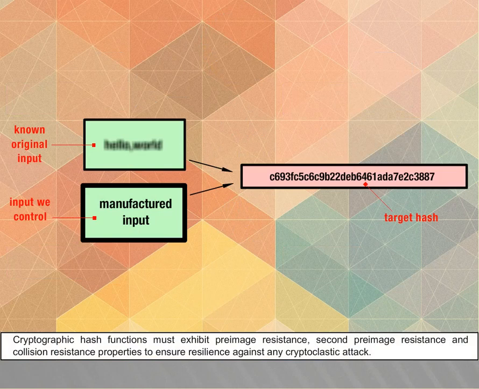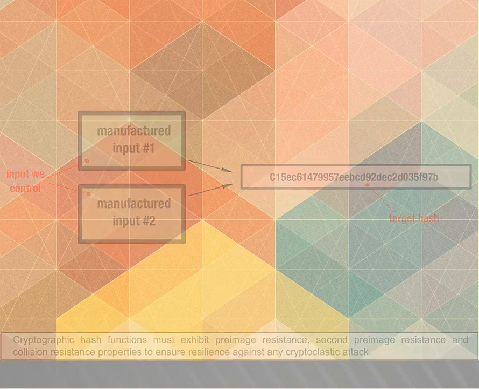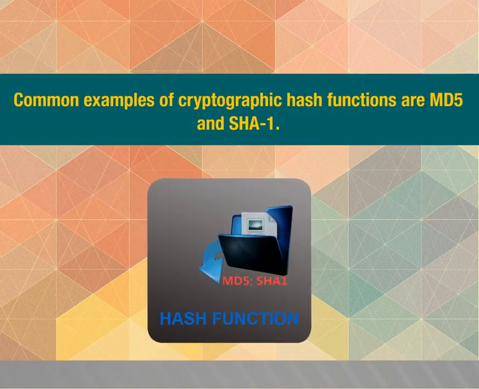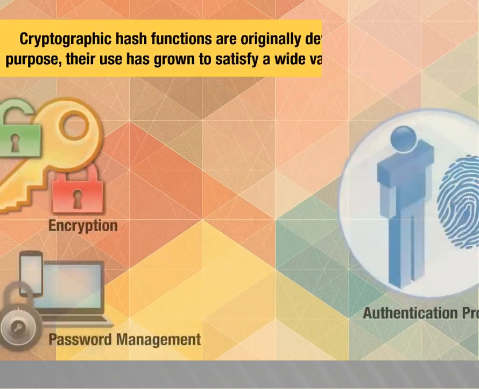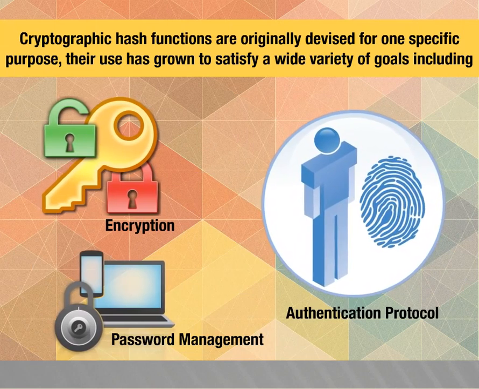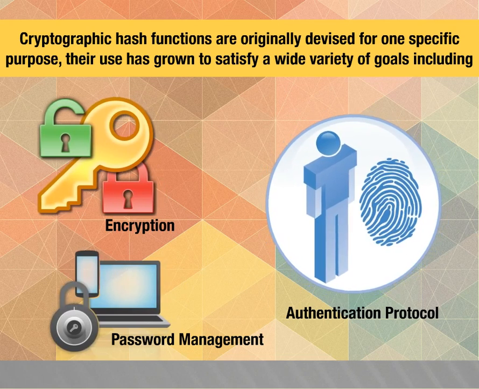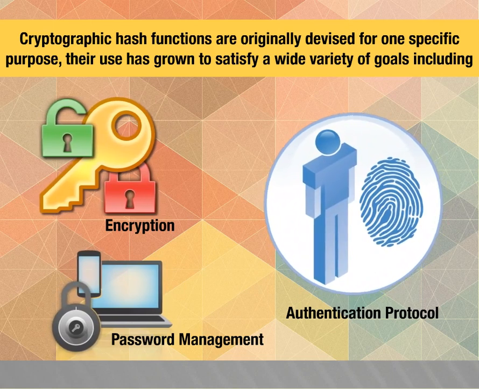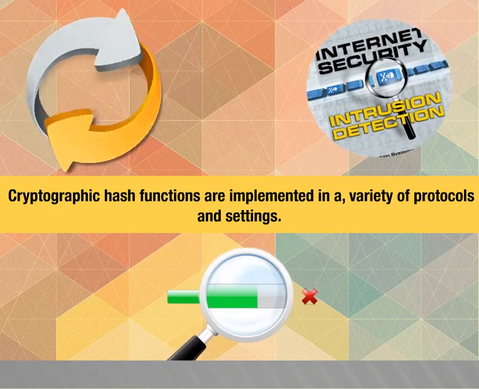Cryptographic hash functions must exhibit pre-image resistance, second pre-image resistance, and collision resistance properties to ensure resilience against any cryptographic attack. Common examples of cryptographic hash functions are MD5 and SHA-1. Cryptographic hash functions were originally devised for one specific purpose. Their use has grown to satisfy a wide variety of goals including encryption, authentication protocols, and password management. They are implemented in a variety of protocols and settings.